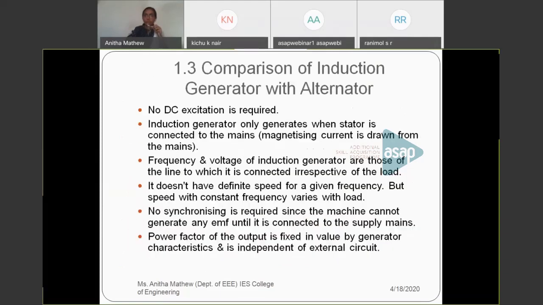Okay. From where is the output of an induction generator taken? It is taken from the stator itself. Where we are connecting it is the stator, and we are taking it from there.